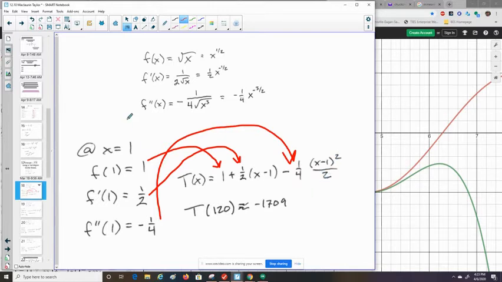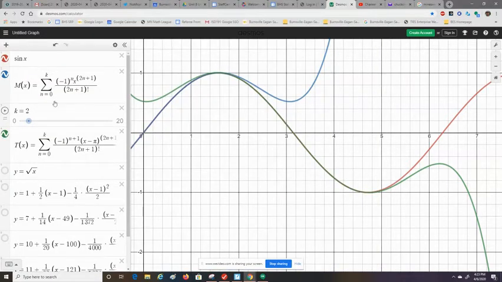Now the problem with this, it was really easy. x equals 1 is a nice easy number. I get a terrible approximation. This is an approximation of a square root, but it's centered very, very far away from where we want to actually evaluate it. So we get a number that doesn't even make any sense. I'll show you why we're getting a number that's that bad.